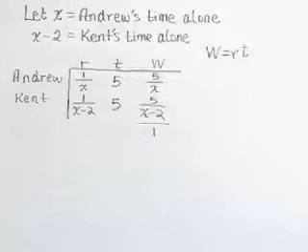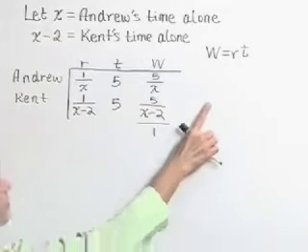Well, we've performed step 1. We've read the problem carefully. Next, define your variables. Let x represent Andrew's time working alone, and let x minus 2 represent Kent's time working alone. We're given that Kent can prepare this prospectus 2 hours faster than Andrew, so his time amount is going to be smaller. Now let's make note that this is a work, rate, and time problem.